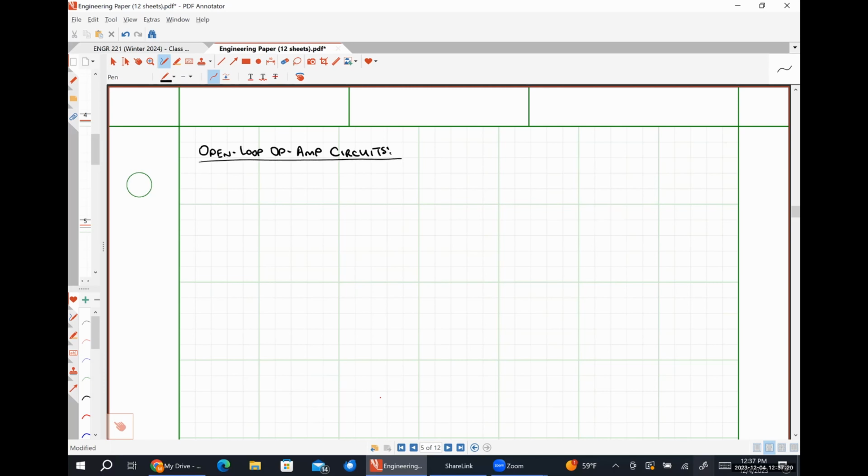So I was asked this question on Friday. I explained it briefly. We're going to go into a little bit more detail. We're going to talk about what specifically I mean by an open loop configuration. For an open loop configuration, it means that we do not have a feedback loop. So our circuit is going to be something like this.